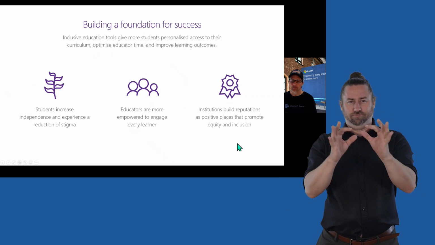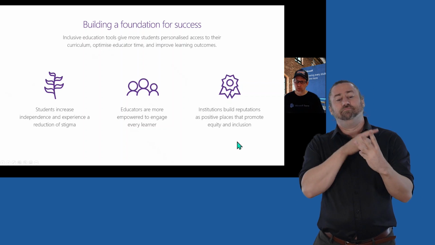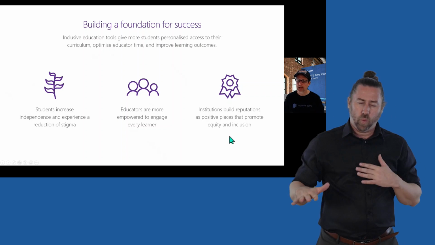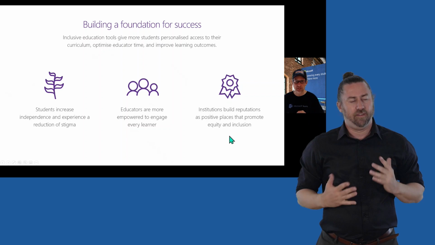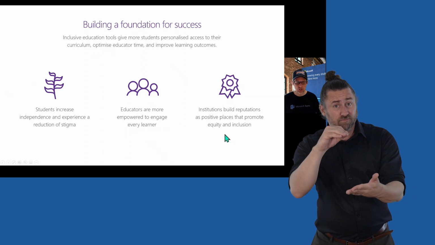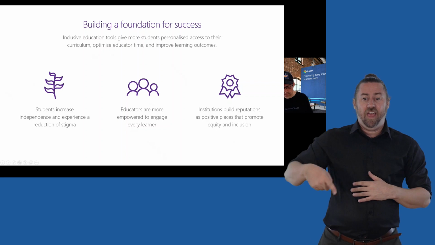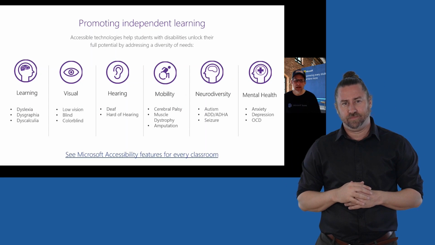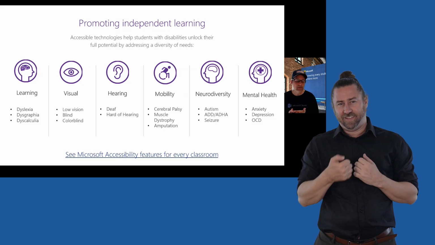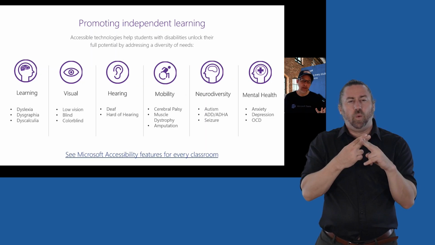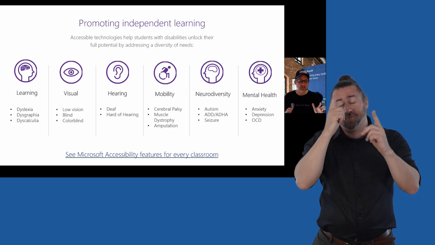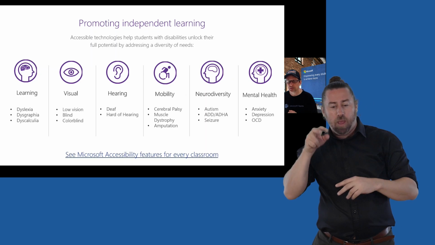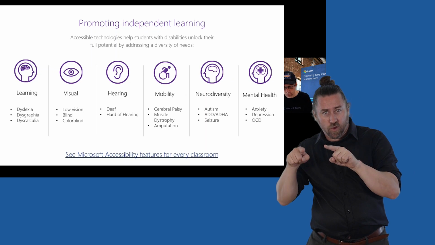And then lastly, at Microsoft, we want to help you as an institution build a reputation as a positive place that promotes equity and inclusion. In other words, by making this available to your students and even to your staff, the institution becomes a more equitable place. At Microsoft, we break accessibility down into these 6 areas. You may have a different map that maps it out in a different way. Nevertheless, we talk about learning, visual, hearing, mobility, neurodiversity, and even mental health.